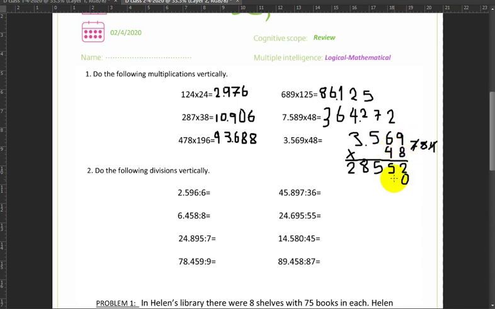4 times 9 makes 36. Right, 6 carry 3. 4 times 6 is 24. Plus 3 that I carry over is 27. Right, 7 carry 2. 4 times 5 makes 20. Plus 2 that I carry over makes 22. Right, 2 carry 2. 4 times 3 makes 12. Plus 2 that I carry over makes 14.